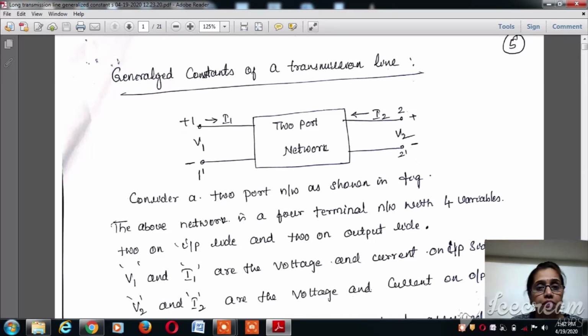That is, the first one is the end condenser method, the second one is the nominal T method, and the third one is the nominal pi method. Basically, we understood that performance analysis is nothing but analyzing a transmission line with respect to the efficiency of transmission as well as the percentage regulation, the voltage regulation, that a transmission line should possess.